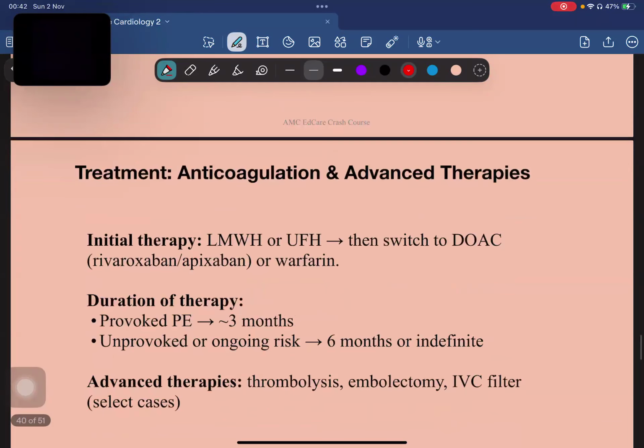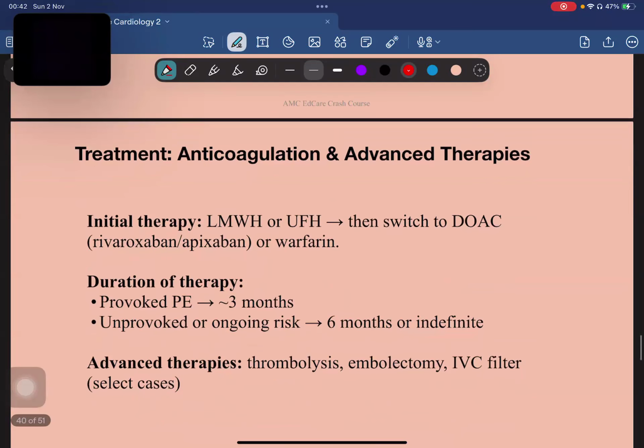I would say the backbone of pulmonary embolism management is anticoagulation. So you start with low molecular weight heparin or unfractionated heparin if needed, and then you could transition to either a direct oral anticoagulant such as rivaroxaban or apixaban, or you could just give warfarin. You've got to target the INR to be between 2 to 3. And for provoked pulmonary embolism, like after surgery, treatment would typically be 3 months, and longer for unprovoked ones, or if the risk is persistent, if there's an ongoing risk.